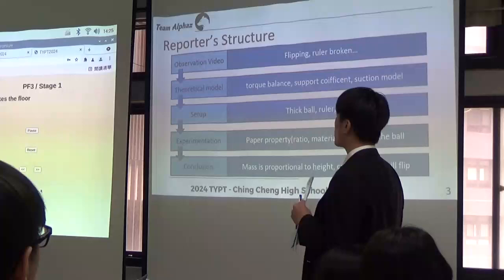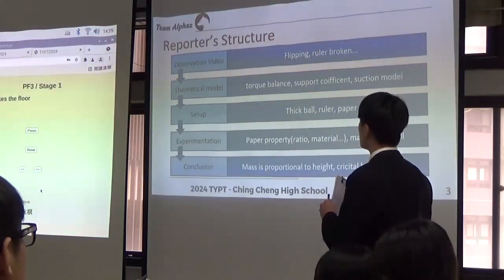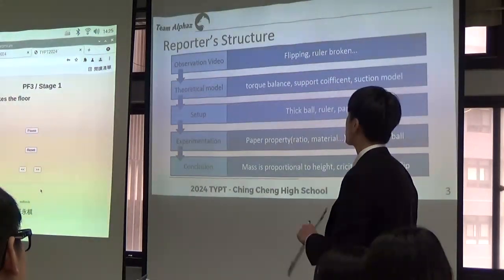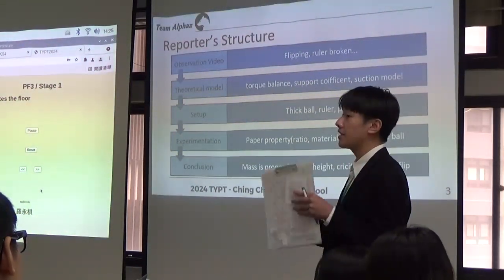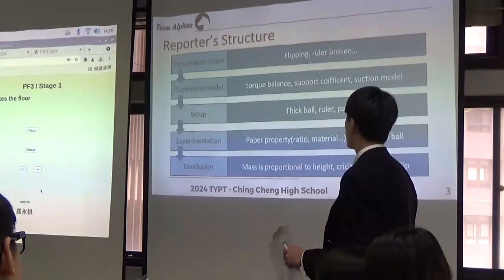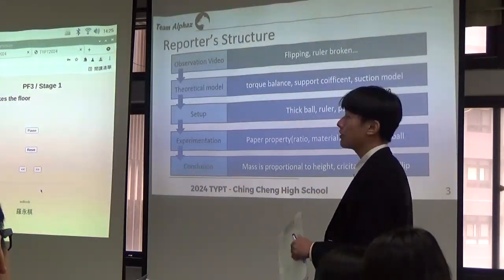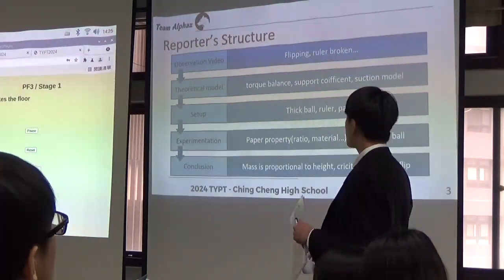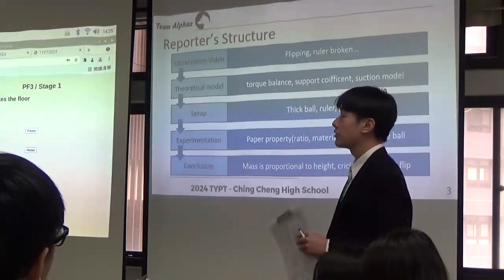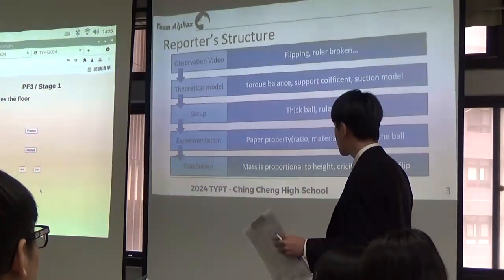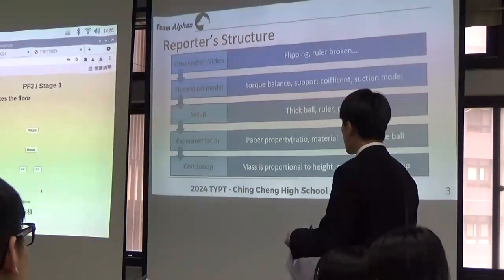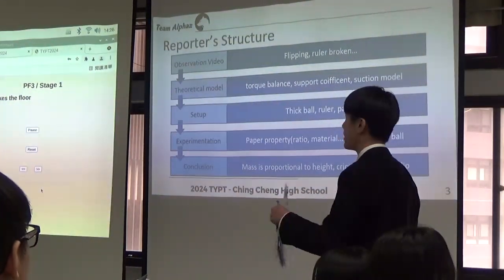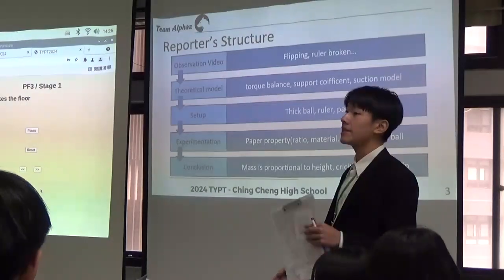And about the reporter's structure, he has an observation video which shows clearly the slow motion of the phenomenon. In the theoretical model, they have the torque balance equation, the support coefficient, and also the suction model to verify their pressure. In their setup, they use a thick ball, a ruler and paper to do their experiments, and they also use a pressure meter. In the experimentation, they have the paper's ratio and other material properties, and also the mass of the ball.